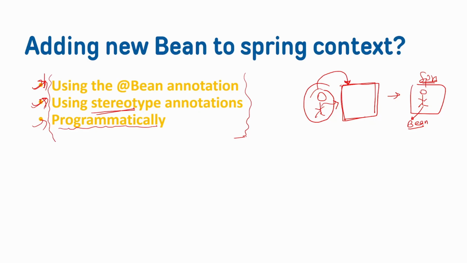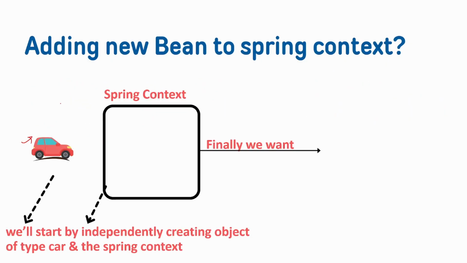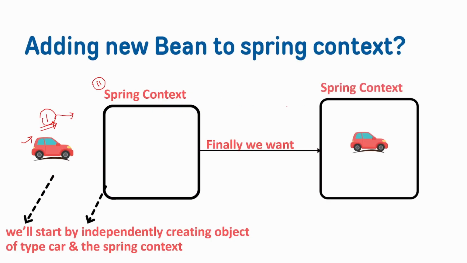Before learning it, let's understand it with the help of a practical example. So let's see what we want to achieve. What are the steps of adding a new bean to the Spring context? First, we will create the class whose instance we want to add to the Spring context. Second, we will create the Spring context, and in the third step we will add our object instance to the Spring context.